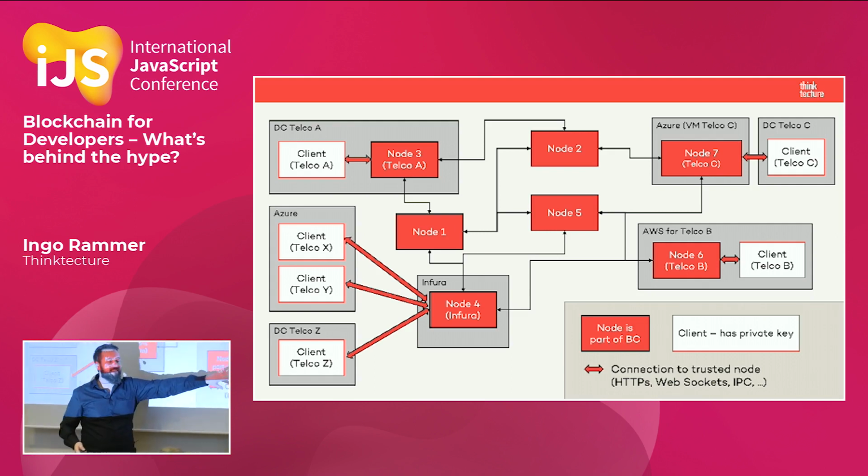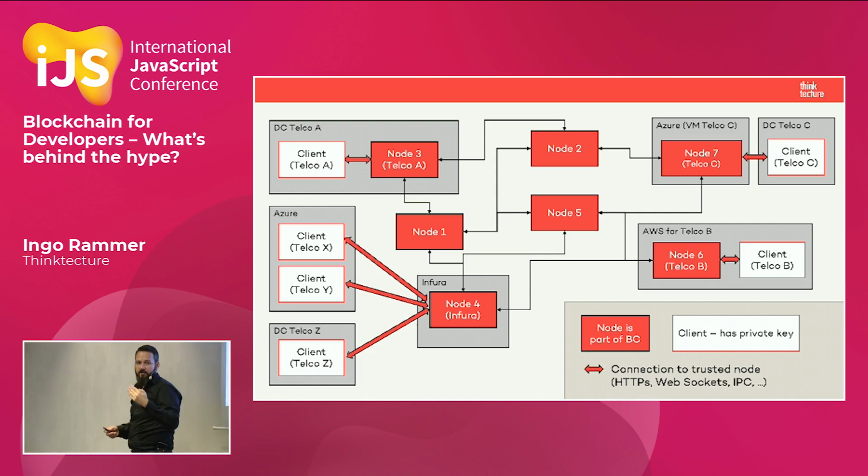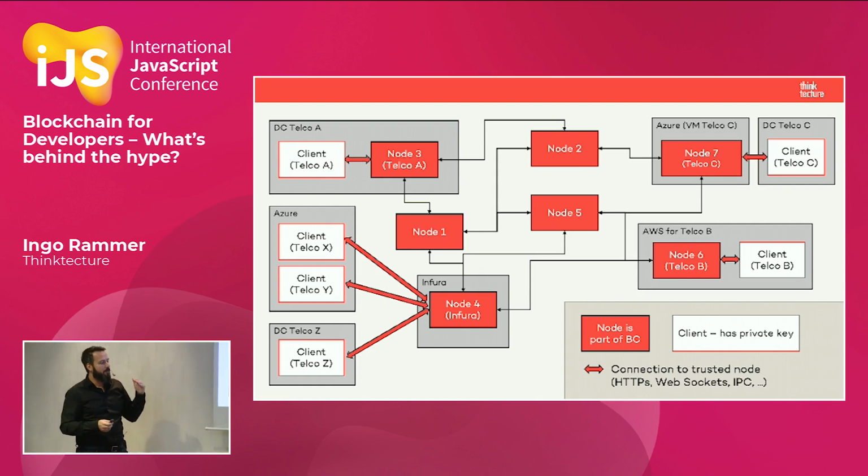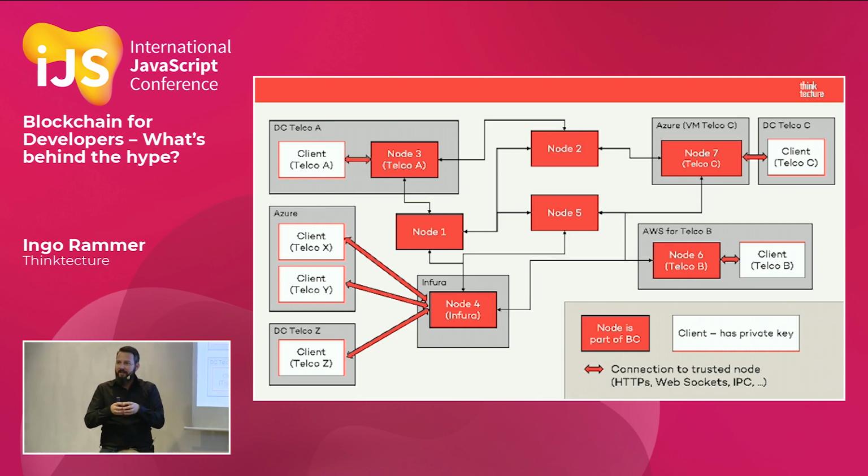So the important part is the clients here. They have the private keys. They are the ones who sign the transaction, not the node. The node doesn't sign the transaction. The client signs the transaction. Technically, you can operate the node so that it also is its own client, but conceptually, the client owns the credentials, not the node.